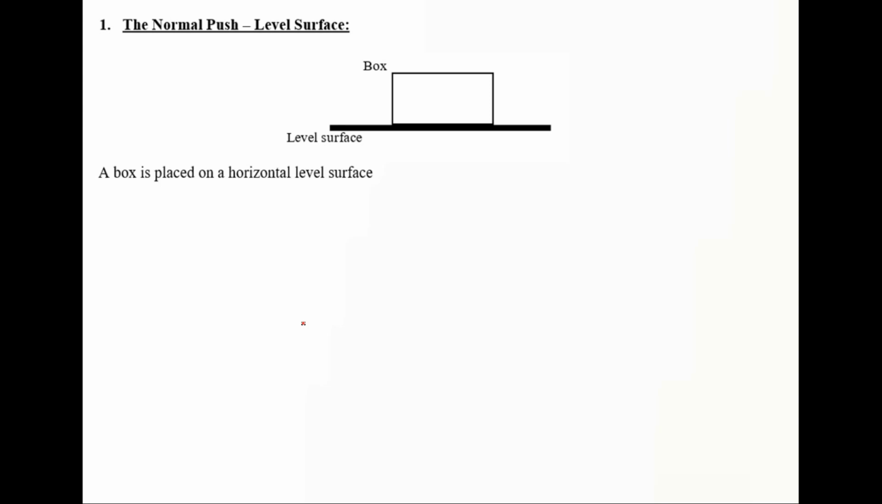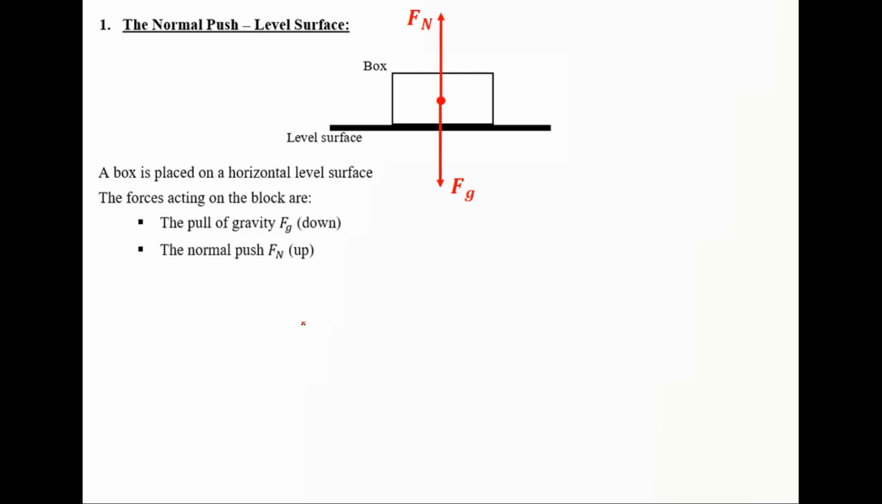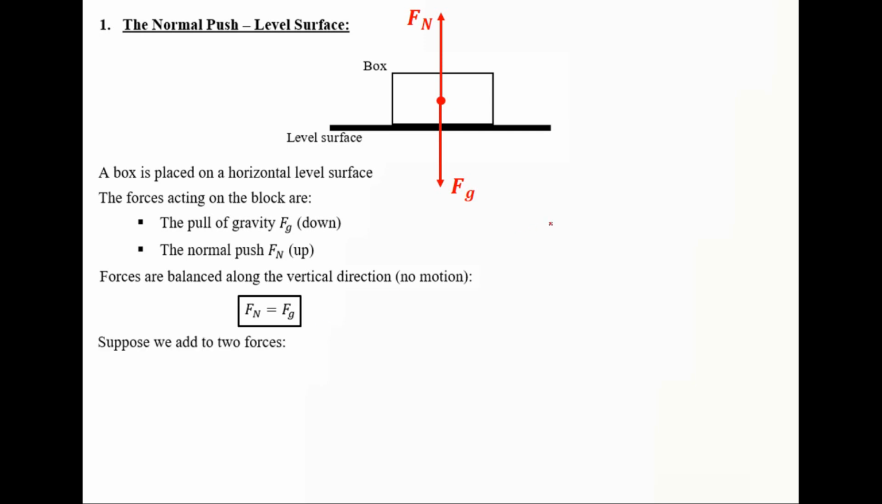A box is placed on a horizontal level surface. As we can see, a box has been placed on a level surface. The forces acting on the block are the pull of gravity down, and the normal push up, exerted by the level surface on the box. These forces are balanced along the vertical because we have no motion, so we can say that the normal push is equal to the pull of gravity.